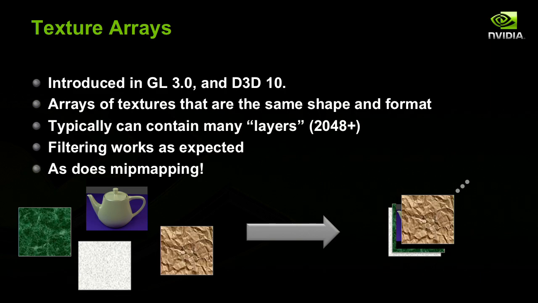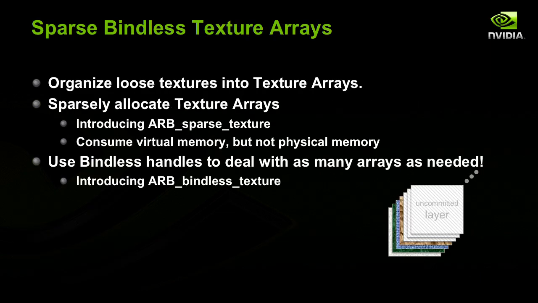Here I'm trying to show the organization of a bunch of different texture images. They get lined up nicely in an array. When we provide these textures in arrays like that, you can quickly see that the amount of memory taken up starts to look large. One nice thing about sparse texture in this context is that we can create an array, allocate a large amount of virtual memory for it, but not actually allocate any physical memory until we start needing to populate the data.